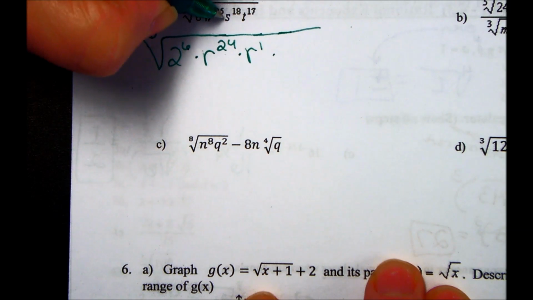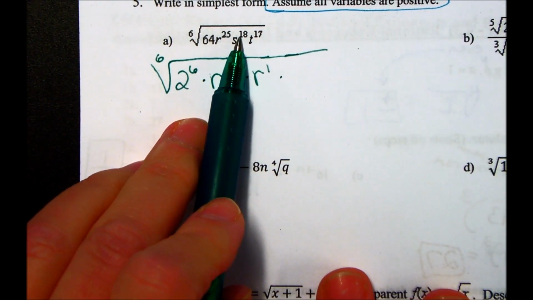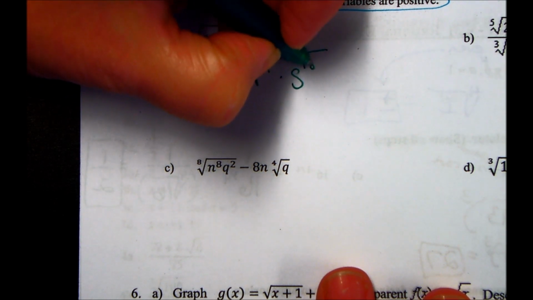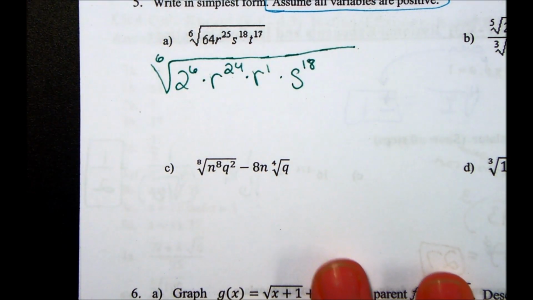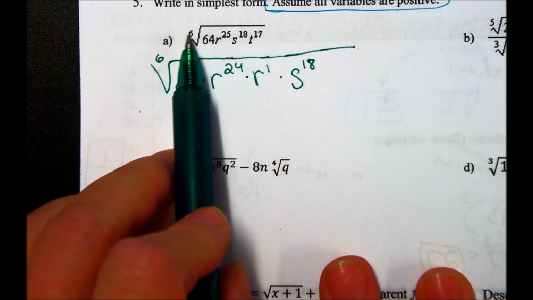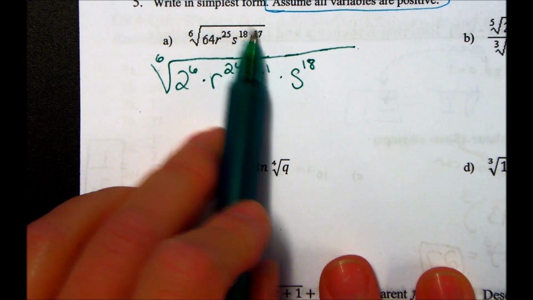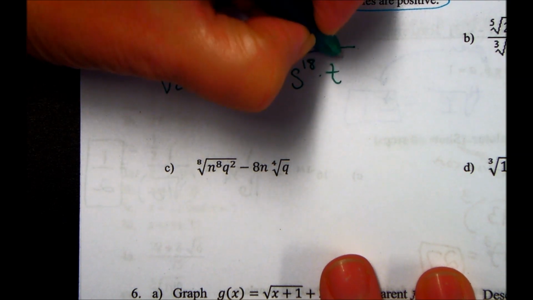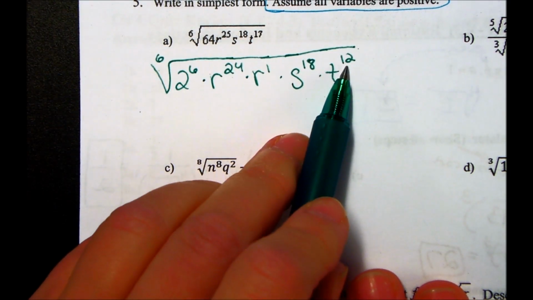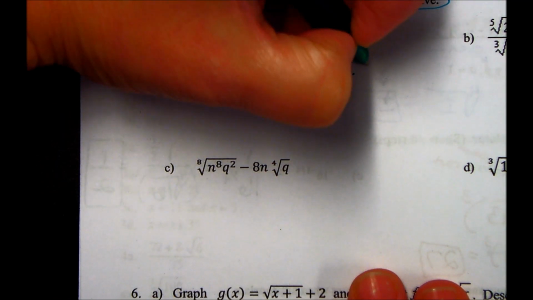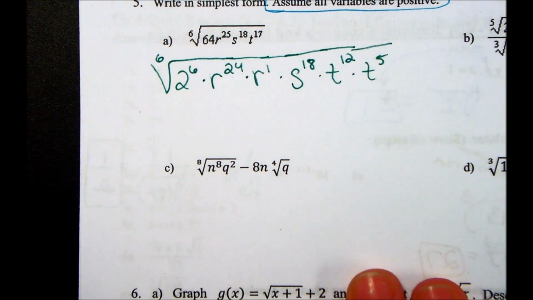All right, your s is next. Well, 18 can be divided by 3 evenly, so we're going to just leave that alone. We don't have to do anything creative with that one. And then t to the 17th power. Well, 17 cannot be divided by 6 evenly, but how many times does 6 go into 17? Twice. So that's going to be t to the 12th. Because 12 divided by 6 goes in evenly, and t to the 12th times t to the 5th will equal that t to the 17th.